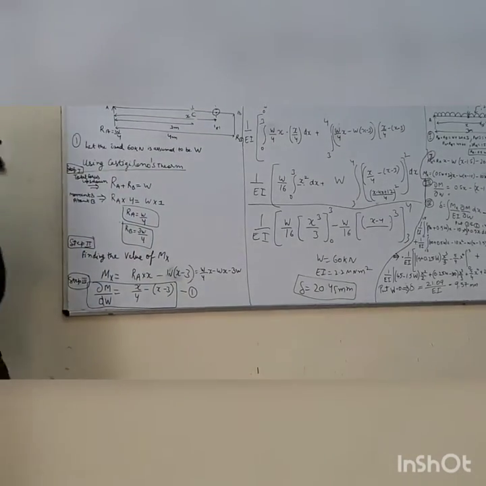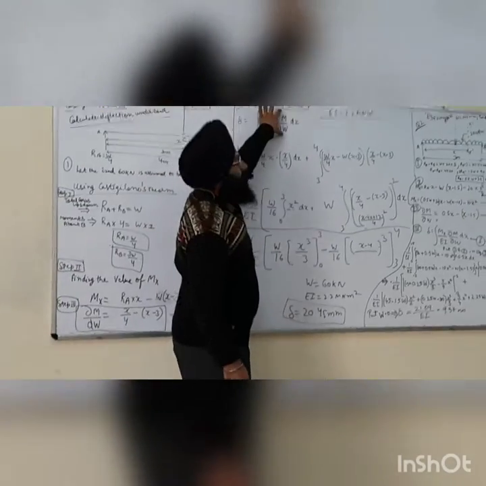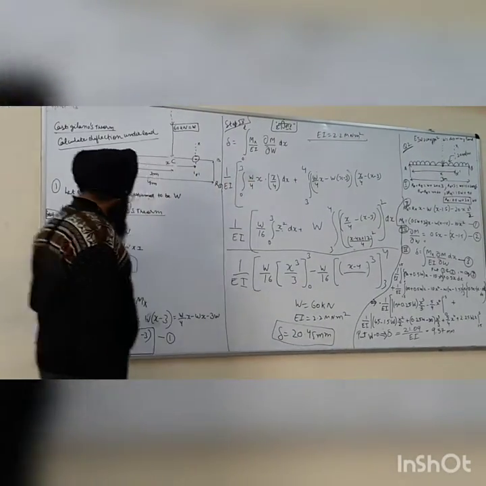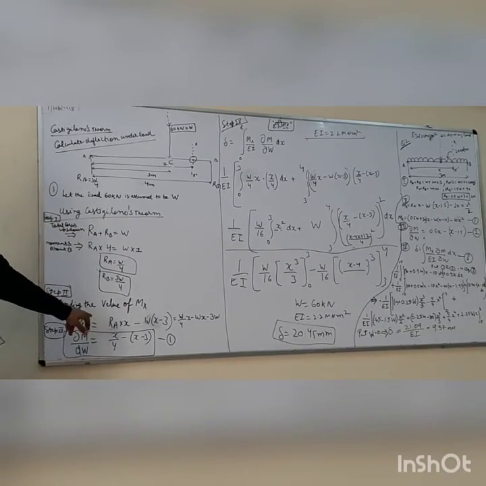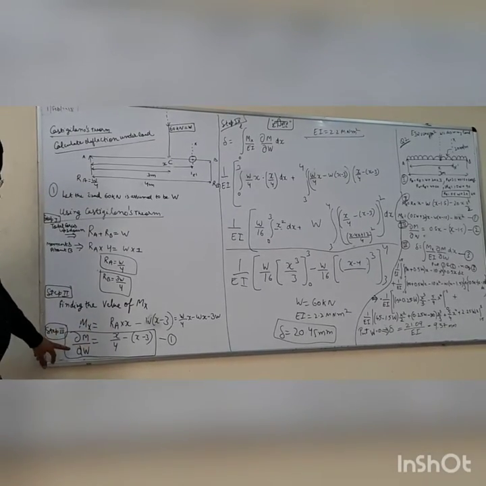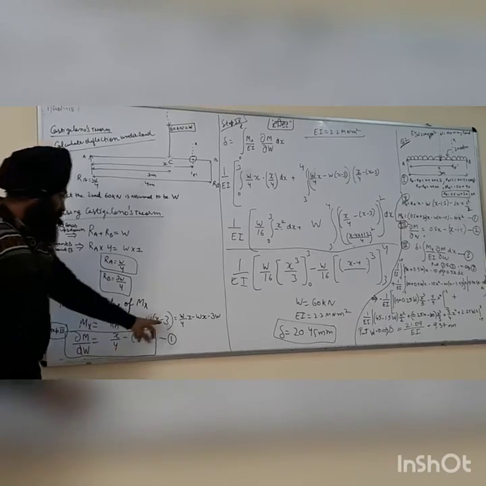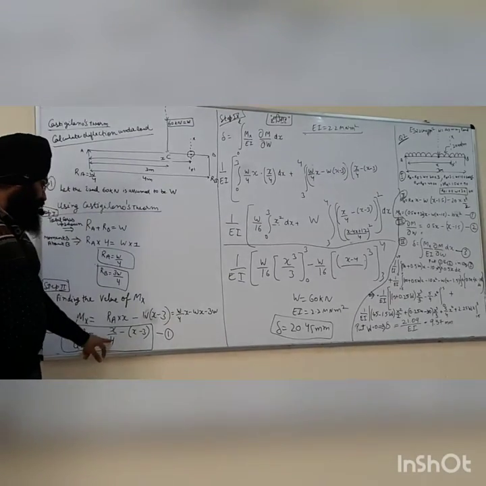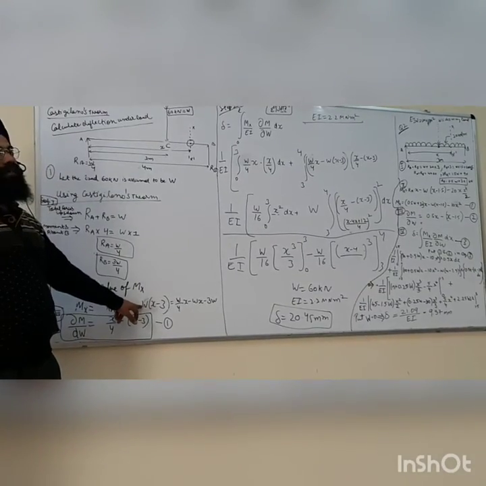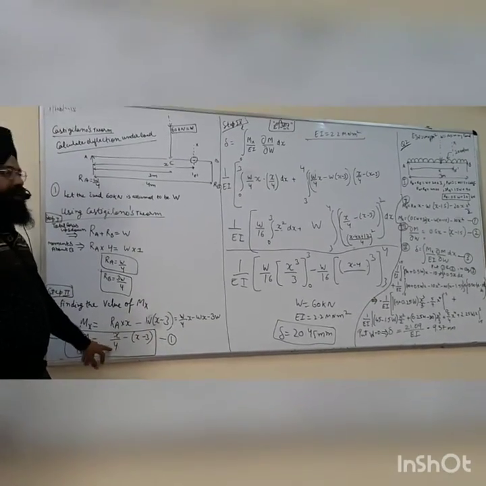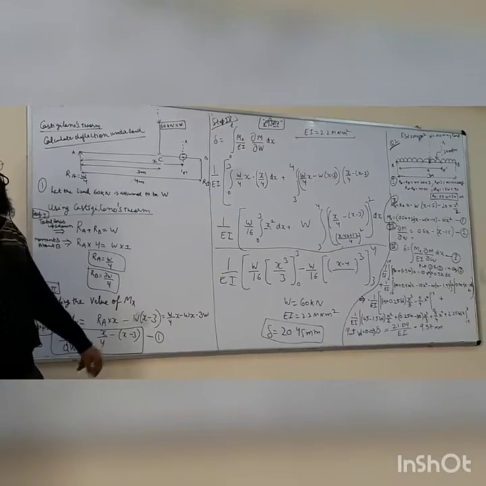So now our next step is to calculate curly M by curly W. We have the value of Mx. Now we just differentiate this value with respect to W. If we differentiate this, we get x by 4 minus (x minus 3). W disappears from this equation and we get this value of curly M by curly W.